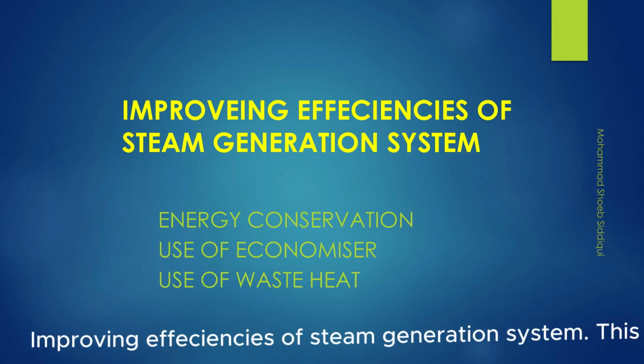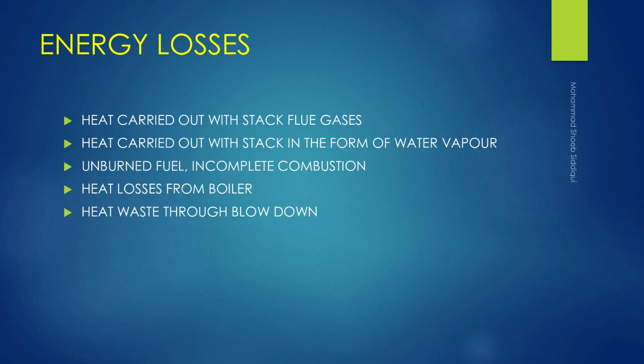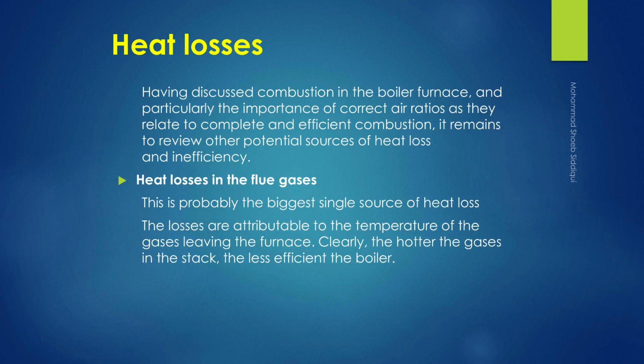Improving efficiencies of steam generation systems. This part covers energy conservation, use of economizer and use of waste heat, energy losses, heat carried out with stack flue gases, heat carried out with the stack in the form of water vapor, unburned fuel, incomplete combustion, heat losses from the boiler, heat wasted through blowdown, heat losses.